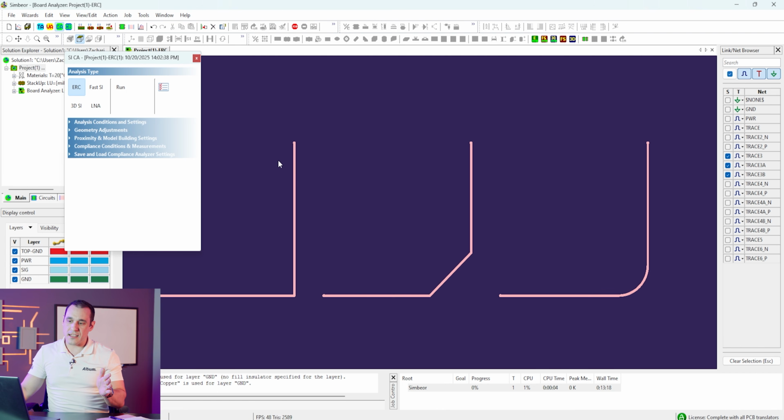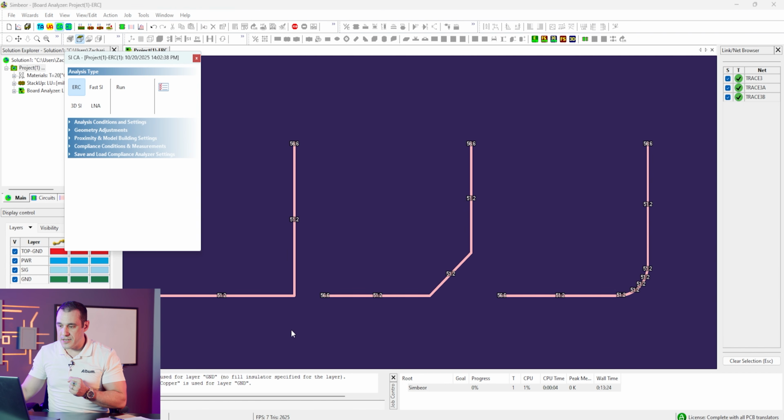And the first thing that we can do inside of Symbior is we can do an impedance check. All we have to do here is just click run. You can see here what the impedance comes out to, and it comes out to 51.2 ohms. Now that's to be expected because, of course, there is going to be some copper loss that impacts the impedance and causes that impedance to rise above the target value of 50 ohms that we defined in Altium.